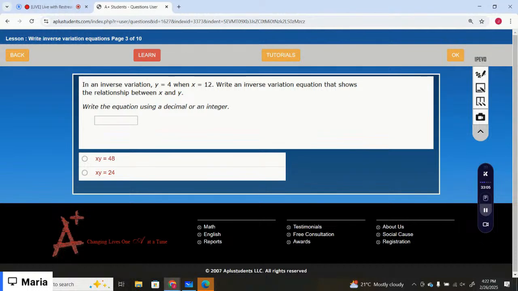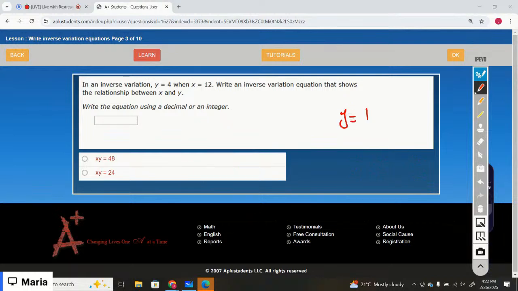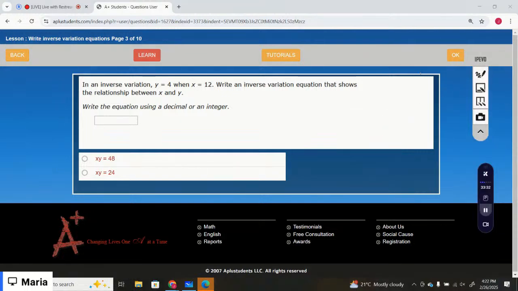In an inverse variation, y equals 4 when x equals 12. That is y equals k over x. Y is 4 and x is 12. So k equals 12 times 4, that is 48. So option number 1 is the correct option. That is xy equals 48.